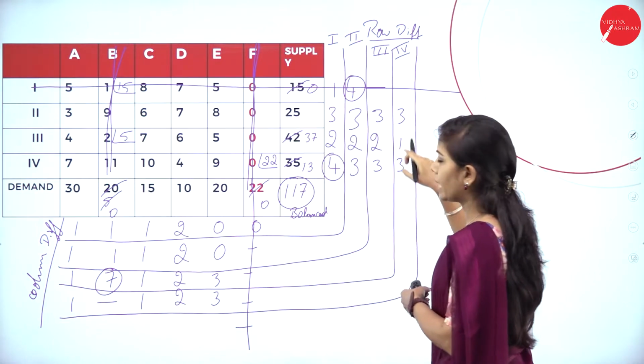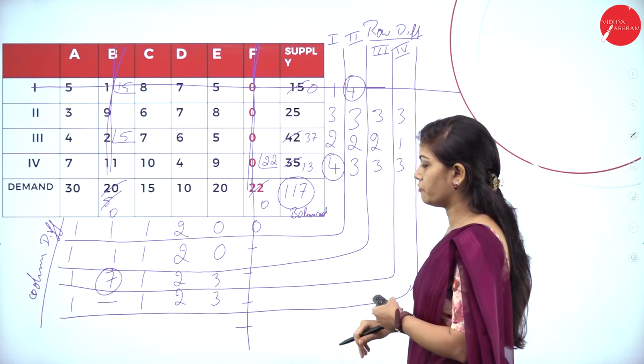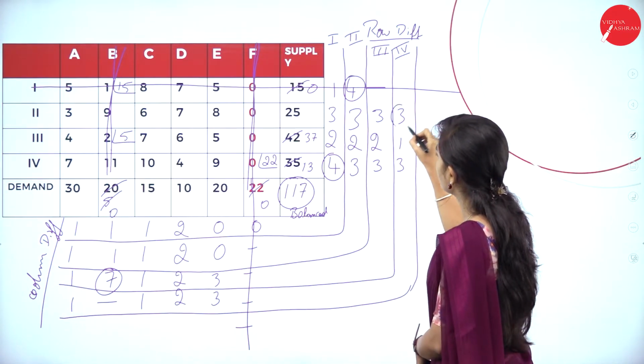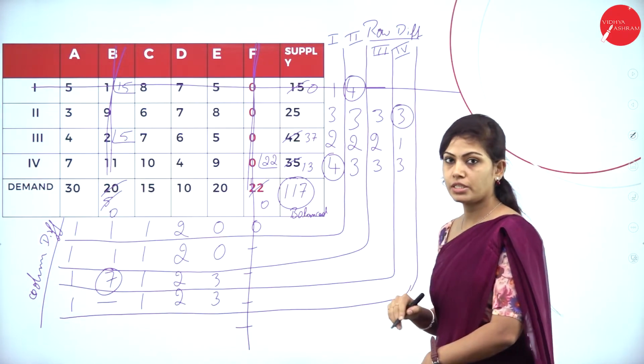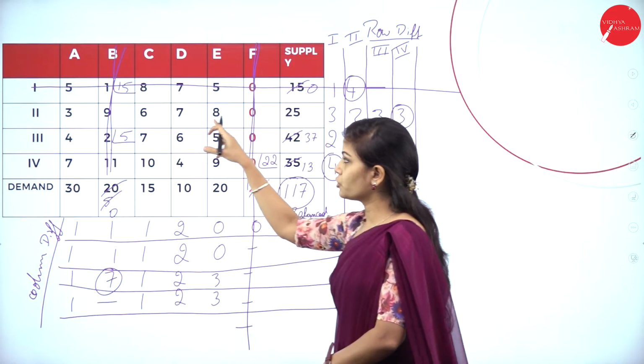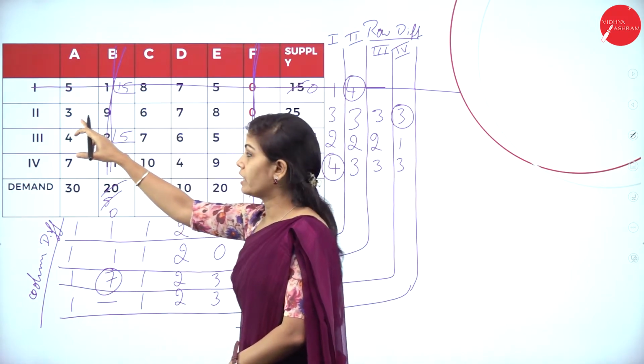Here we got the same value in row difference and column difference. You can consider any value as the highest priority. So I will consider the first digit, 3. So it comes under the second row. In the second row, 3 is the least value.